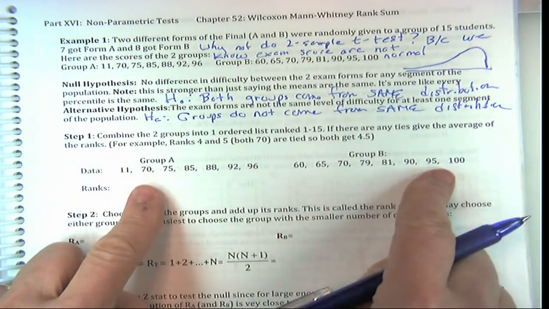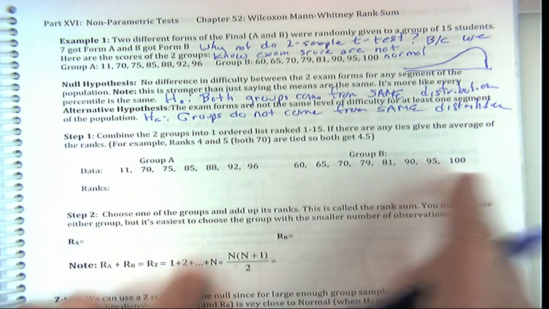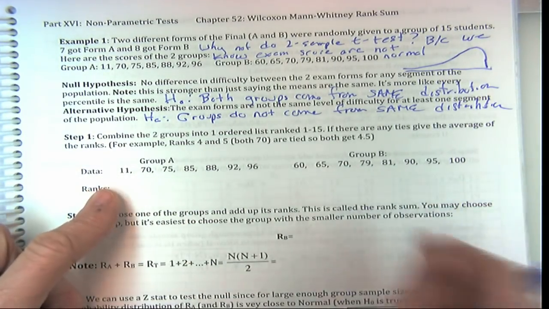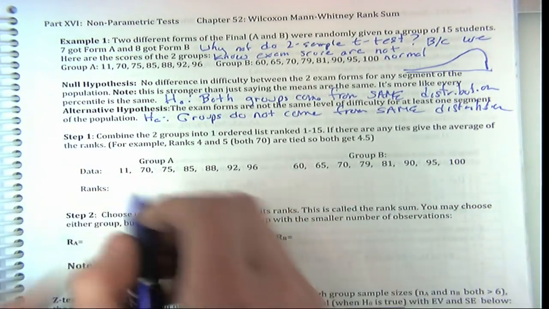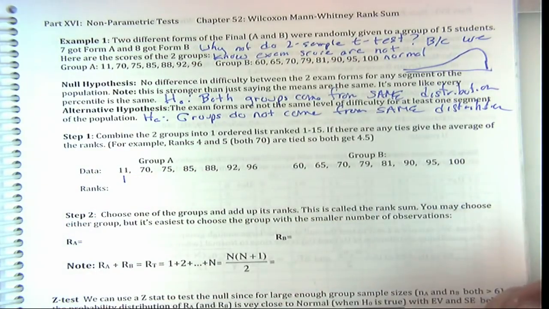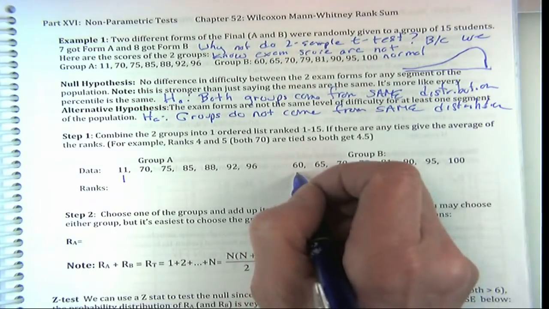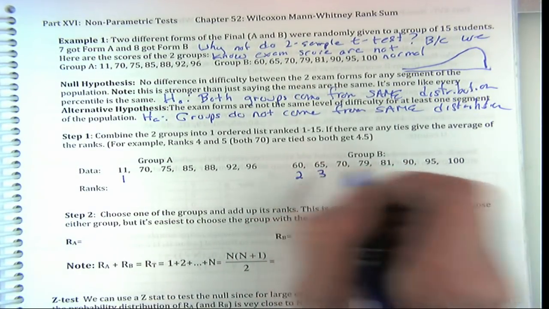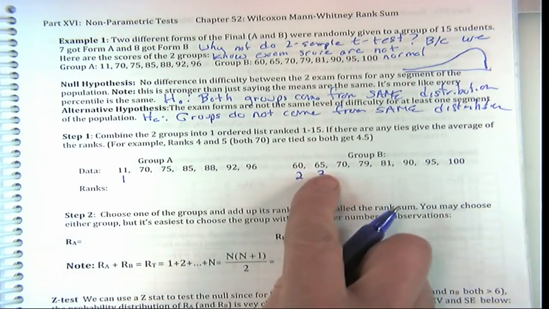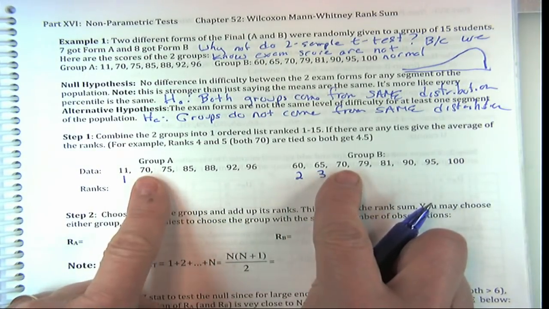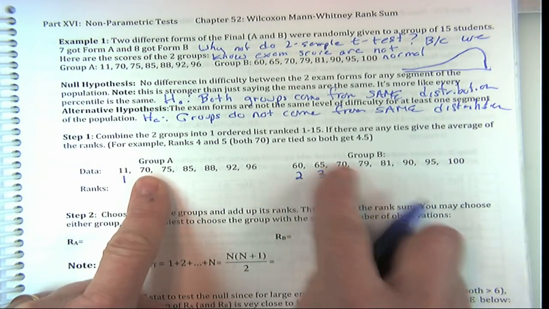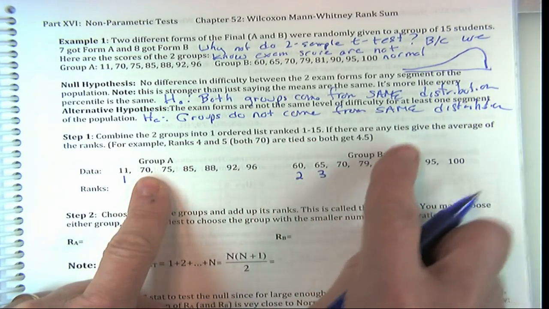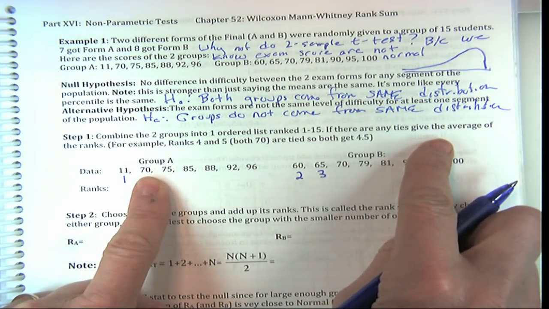So, as I said, change these to ranks. How do we do that? We're just going to order them. Which is the smallest number? That's 1. What's the next smallest number? Here's 2. Then if we put them in order, these two are tied. So what are we going to do? Combine the two groups into one ordered list. If there are any ties, give the average of the ranks.